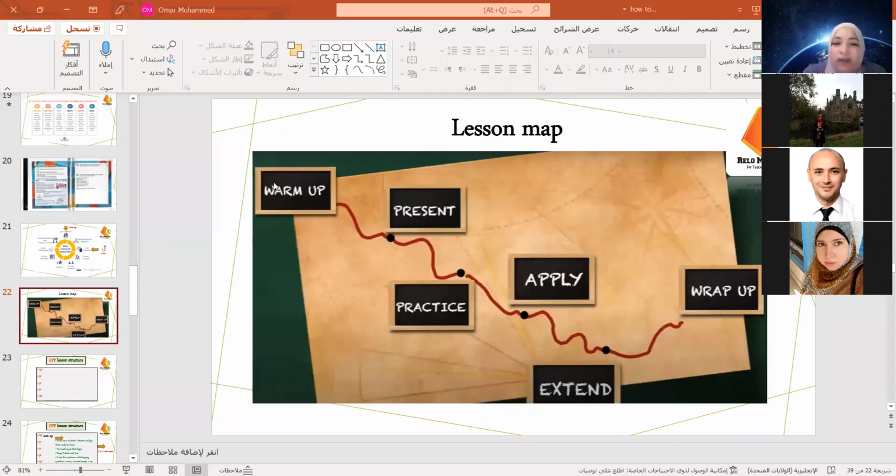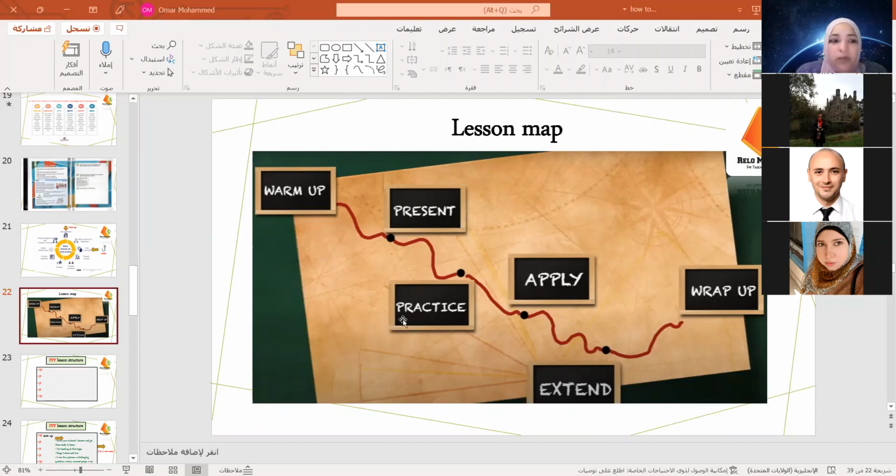So we have to start with the warm-up, as I said, and then we go on to present the lesson, and then practice, give time to practice, and then the students apply what they practiced, and then extend more practice, and then the wrap-up, which is the end of the lesson. This is the lesson map by which we are going to guide the students through the class, through the lesson.